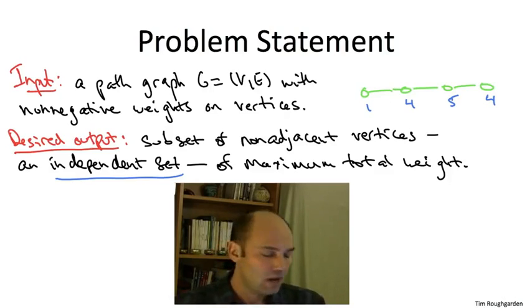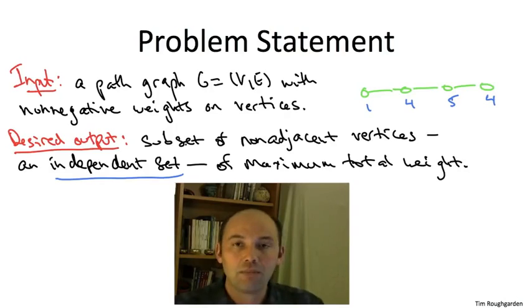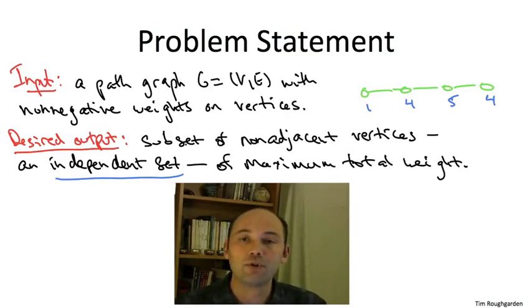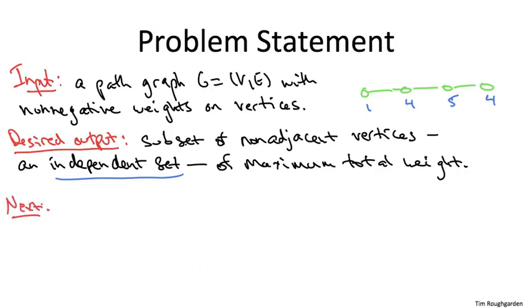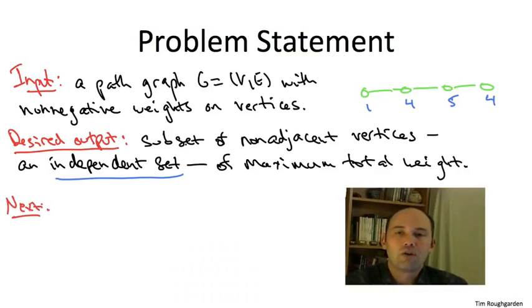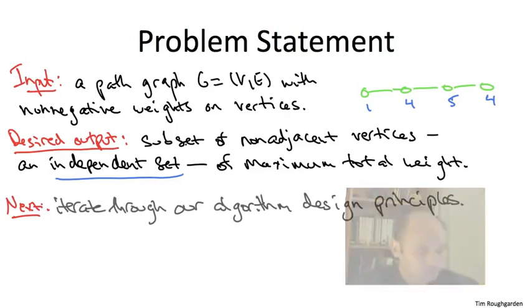That is forbidden. Now, to make this interesting, we're going to want not just any old independent set, but the one whose sum of vertex weights is as large as possible. That's the max weight independent set problem. So what I'm going to do next is use this concrete problem as an opportunity to review the various algorithm design paradigms that we've seen so far. Along the way, we'll see that none of them actually work very well for this problem, and that's going to motivate us to devise a new approach, and that approach is going to turn out to be dynamic programming.